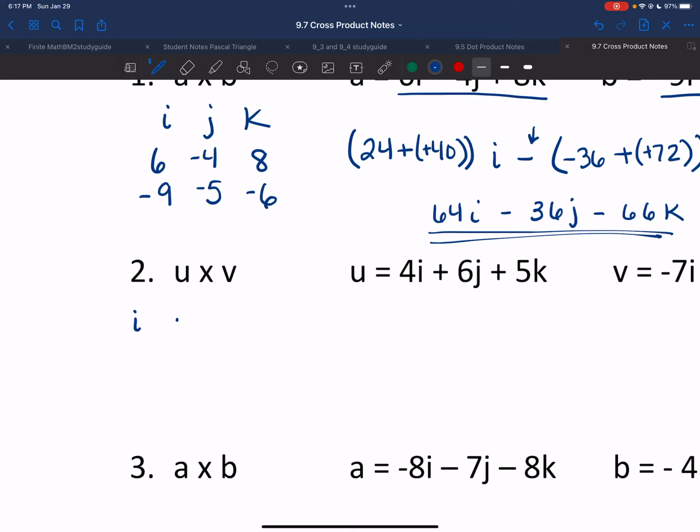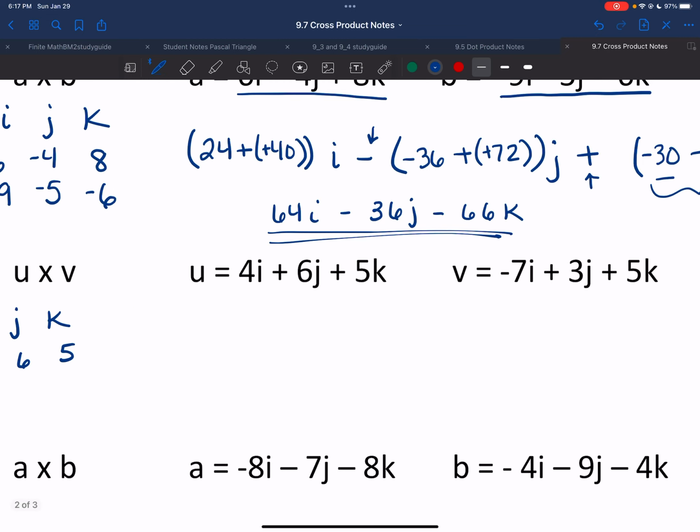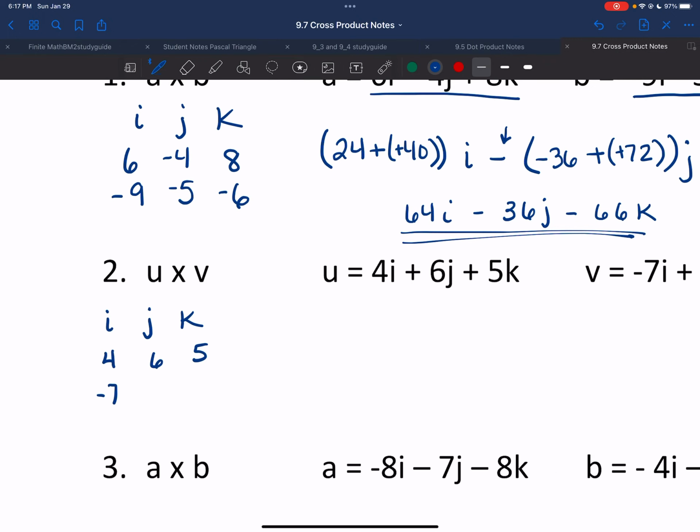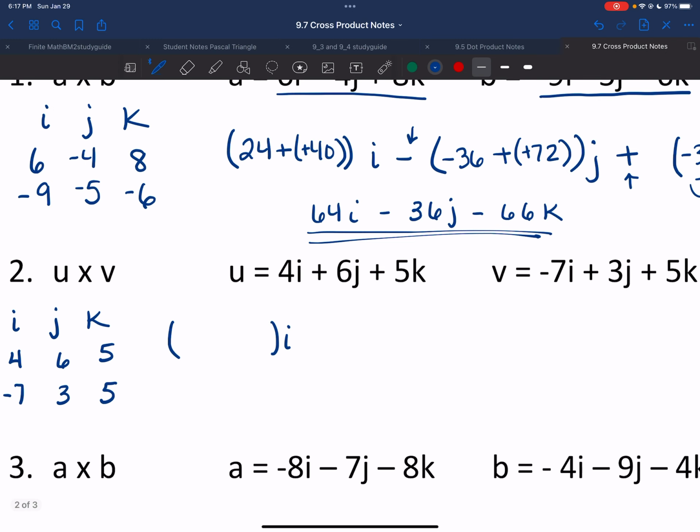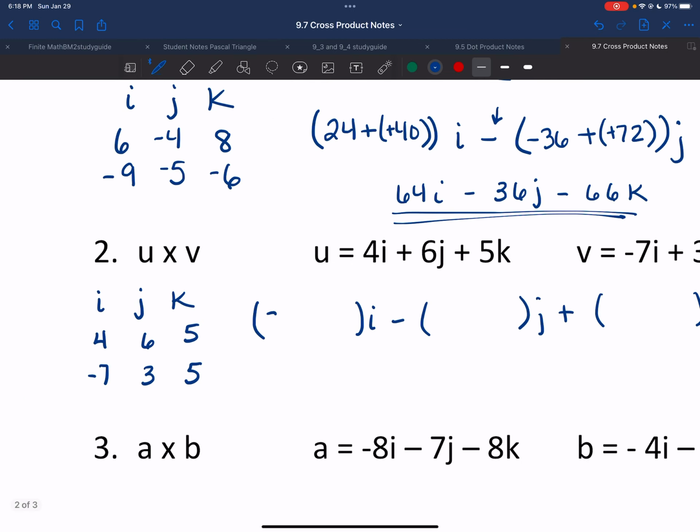i, j, k, and we have 4, 6, and 5. And then we have -7, 3, and 5. Okay, i is off limits, so it's going to be 6 and 5 and 3 and 5. Let me write my bracket here. I got so ready to do the math that I forgot my bracket. All right, so 6 times 5 is 30, minus 3 times 5 is 15.